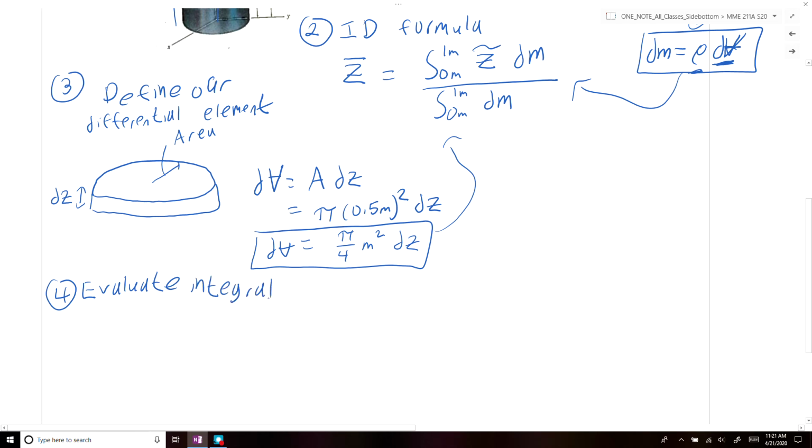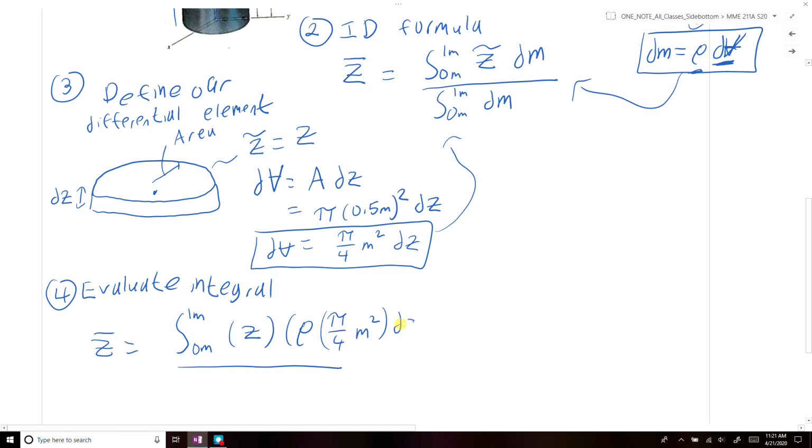Alright, so to do that, we'll have z bar equal to... and the last thing here is that z tilde in this case is just going to be equal to z. Alright, so the centroid of the element is just equal to the position along the z-axis. So if we plug in all of this, for the top integral for our z bar equation, we would just have z times dm, where dm is equal to rho times dv, which is equal to pi over 4 meters squared dz.